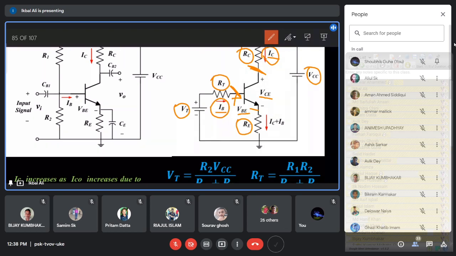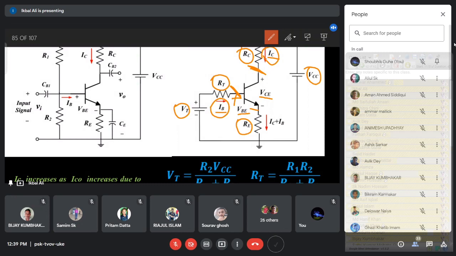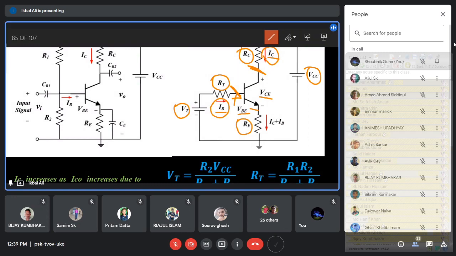If you have a germanium PN junction, what will be the forward bias voltage? Yeah, 0.3, or 0.2 to 0.4 in this range. The nominal value is 0.3 volt. So this base emitter voltage, which is the forward bias voltage of the base and emitter junction, is fixed for a particular temperature and particular material.